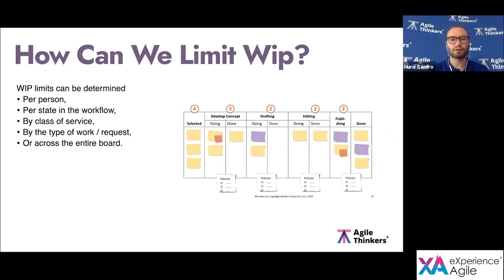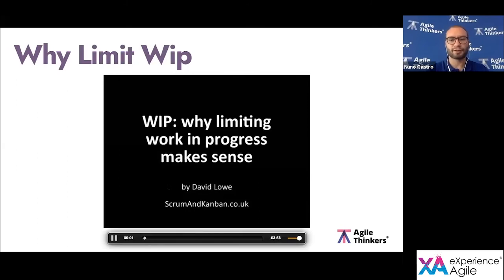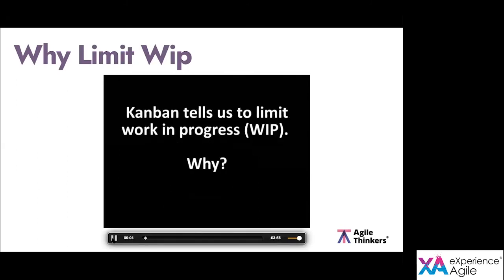Go for one sprint or one iteration and try, see how it goes. On the next one, try something different, iterate, see what the results are, and go like this until you find what is your cadence that makes sense in the context of your team. Okay. Now, just for you guys to understand why limiting WIP makes sense, a small video here.